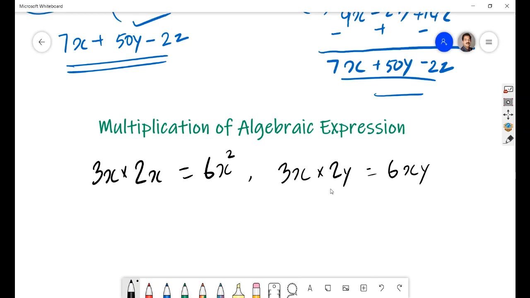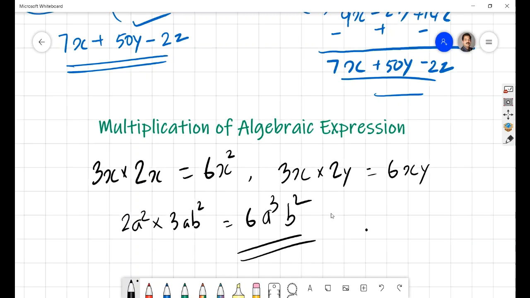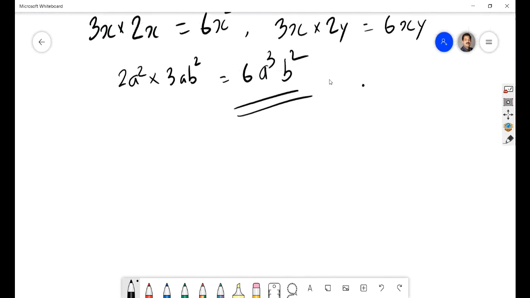Understood. If it is 2a square into 3ab square, the result will be 6a square into a, that is a cube, and b square. It is as simple as that. But as I told you, the integers have to be taken care of. How to take care of integers? To take care of integers, you should understand the conventional methods.